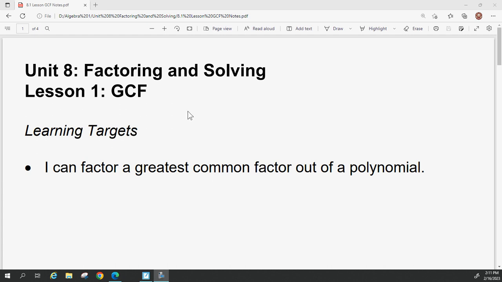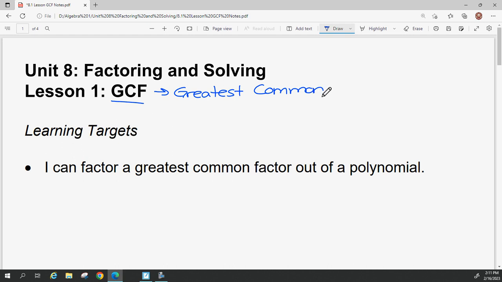Hey all, today we're going to begin talking about factoring polynomials, and the first method we are going to use is by factoring out what we call a GCF. That stands for greatest common factor. And so greatest means the largest, common means we are able to find it in every part of our polynomial, and factor means basically what do we use to multiply to get that thing.